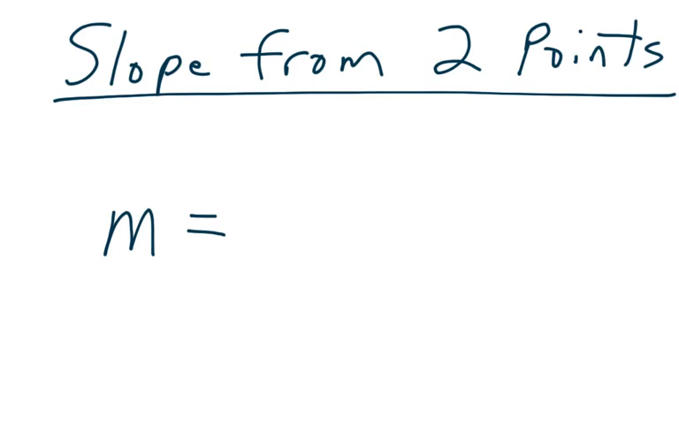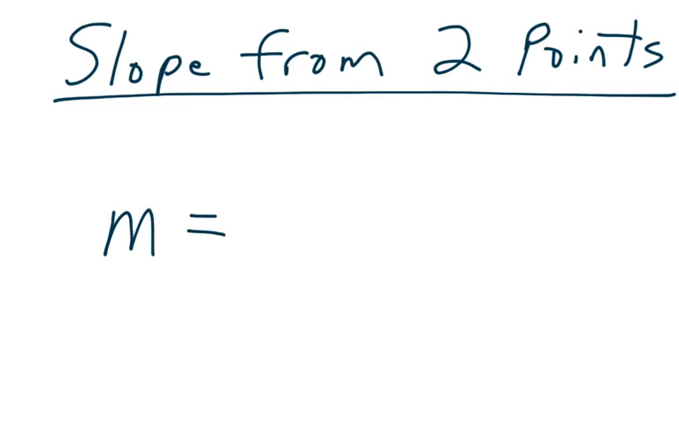Or you could take 2 points written down, graph them, and then use a right triangle to find the change in y over the change in x. So finding the slope between 2 points written down and finding the slope between 2 points from a graph are interchangeable methods. But I'm going to show you how to find the slope from 2 points written down right now.